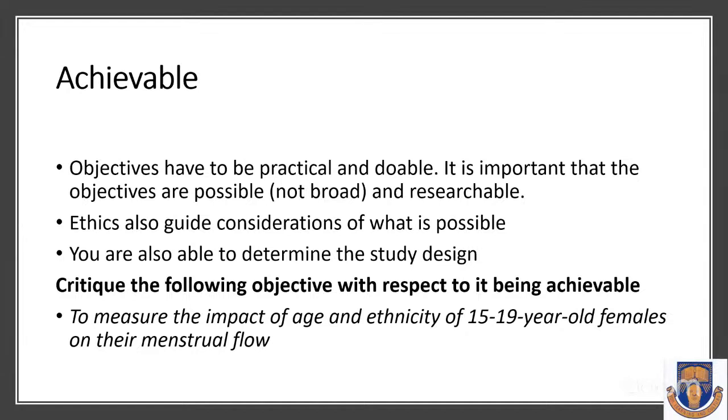year 7. So this person is going to be looking at age and ethnicity, 300 and something, over 5 years and beyond. Even if you give this person $50 million, you're not going to finish the study. So it can't be achievable.